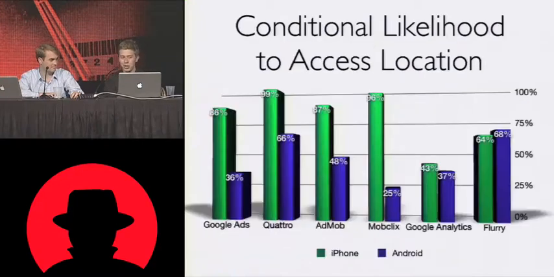So let's zoom out a little bit and say, okay, given that an application implements a certain third-party SDK, what is its likelihood to access location? And these are the numbers we came up with for some pretty popular third-party SDKs on iPhone and Android. I think it's really important to take these numbers into context, and I think the insights on the next page will put that into context.